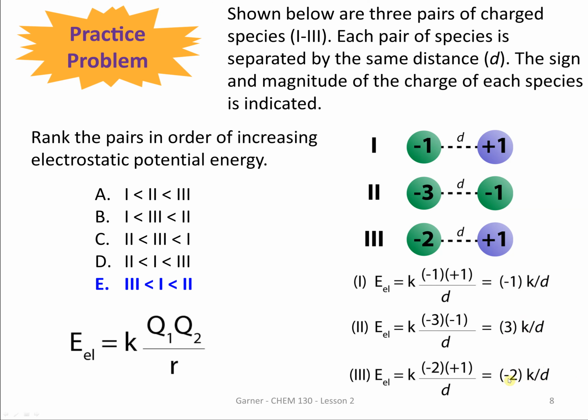All right, so -2 is our lowest energy, so that needs to come first. Pair 3 is the lowest in energy. And then the -1 was in the middle, so pair 1 is in the middle. Pair 2, with its value of 3 times k over d, was the highest in energy, so pair 2 is going to come last.